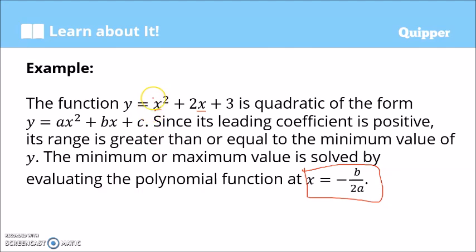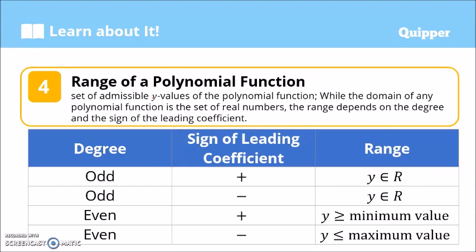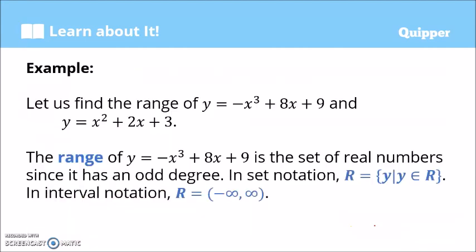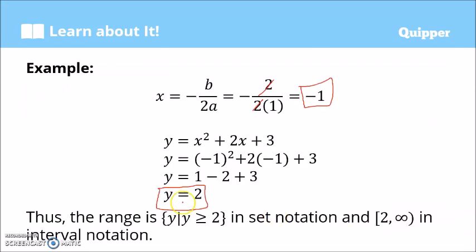positive leading coefficient. Balikan natin yung chart, ha? So, even ang degree, positive ang coefficient. So, y is greater than or equal to the minimum value of y. And so, the range is y such that y is greater than or equal to 2. Saan galing ang 2? Of course, dito sa value ng y.